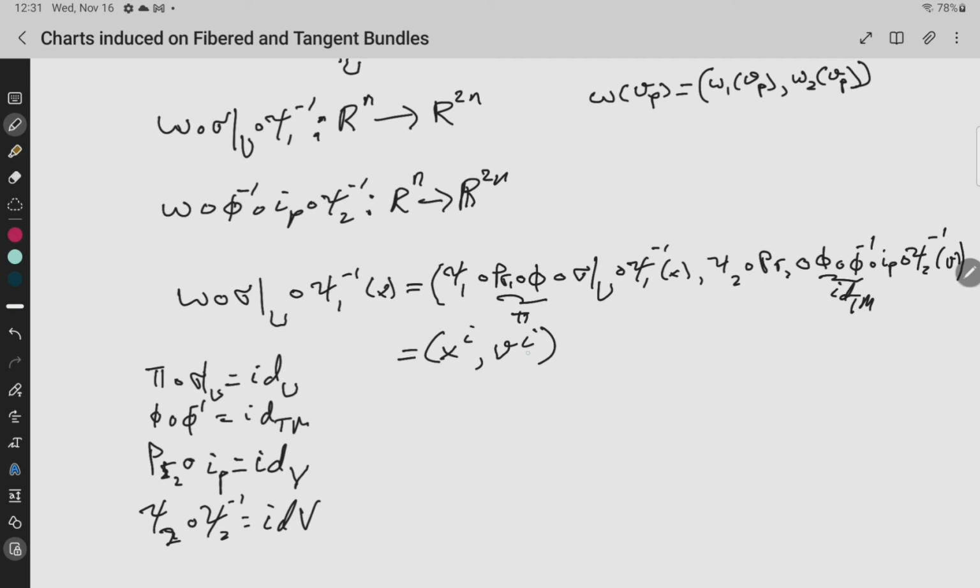Notice the index is no longer Greek. It's the same Latin index because they have the same dimensions, so both i's are going from 1 to n. Therefore the product will have dimensions of R to the 2n, and that's a proof. And I encourage you to try the other path too.